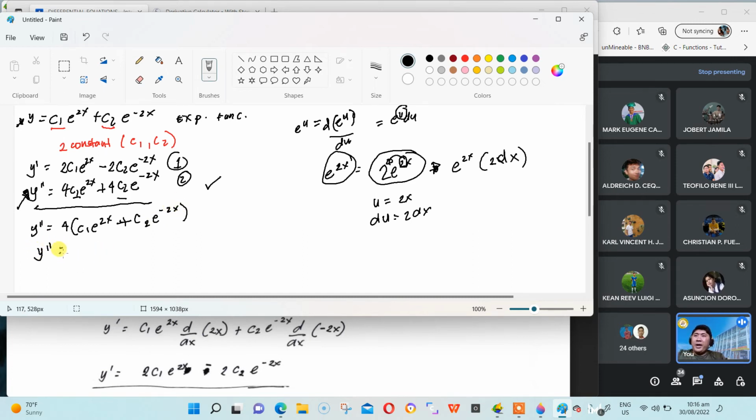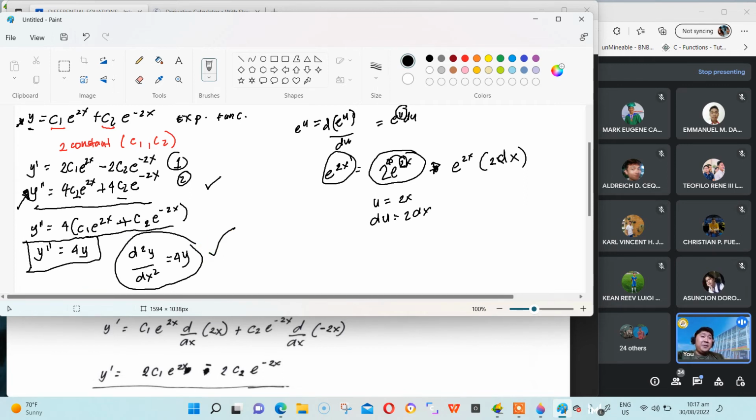Okay, now we have y double prime, that is 4. And what is this? That is your y. Okay. So, therefore, our answer here is just this. Basta, my suggestion is you try to eliminate c sub 1 and c sub 2 or the constant. So, therefore, if we do this one, second order, d squared y over dx squared equals 4y. So, this is our answer. Correct? This can now be considered as a differential equation. There's no constant, there is differential. Okay? So, this is considered. Nagets? May question? Wala. Okay.